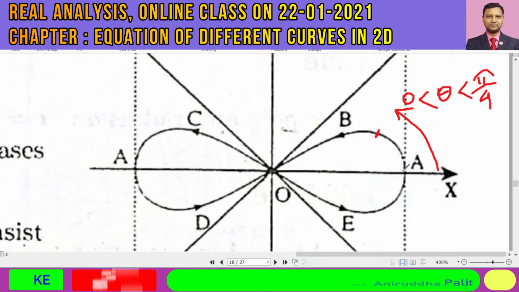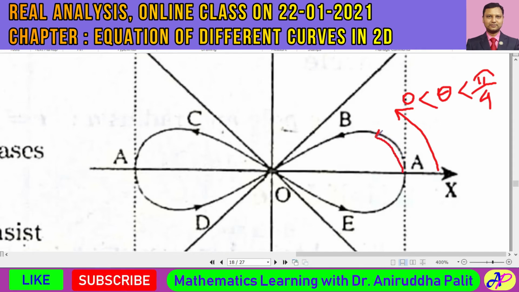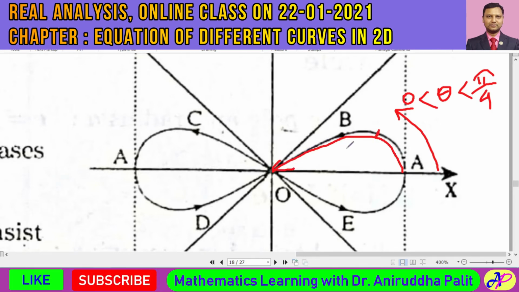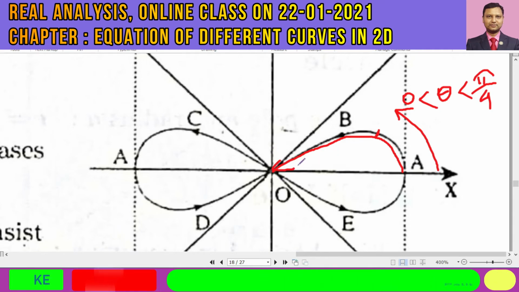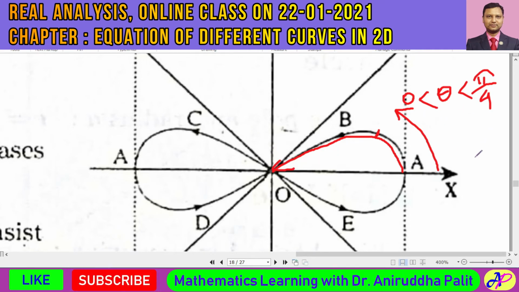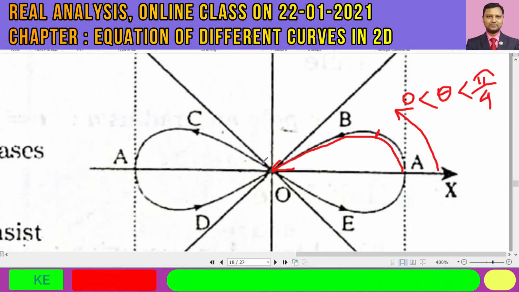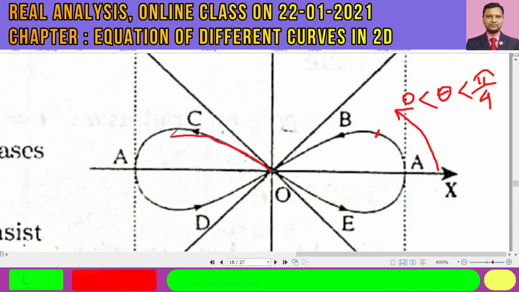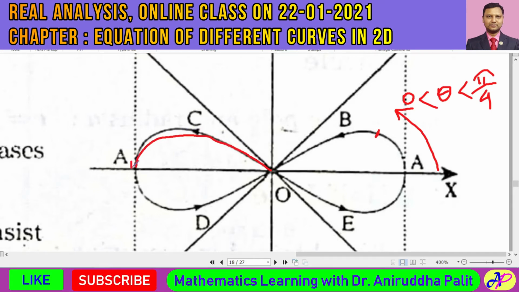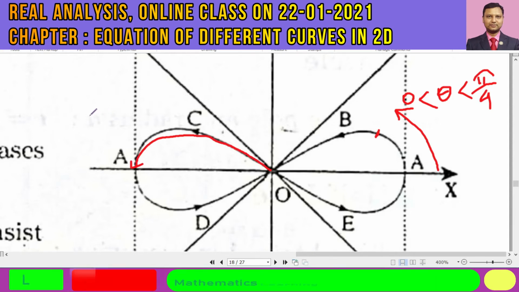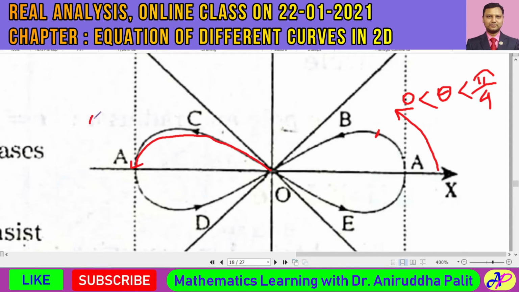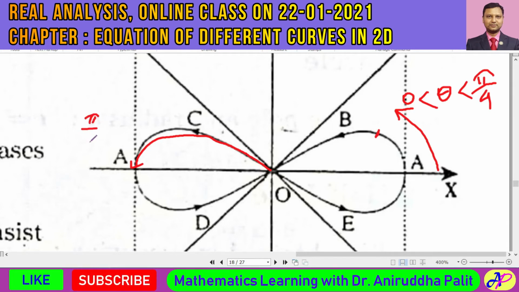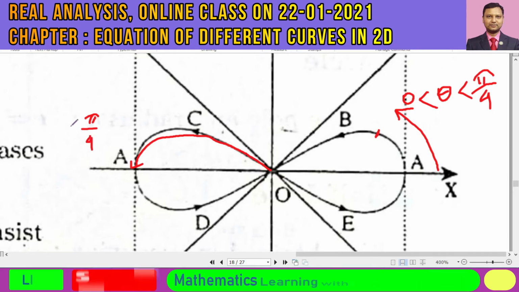Whenever this point P is moving along this direction and coming to the pole or the origin over here, theta would vary from 0 to pi by 4. Next, in this segment, whenever P is varying in this zone, theta would vary from 3 pi by 4. Why 3 pi by 4?